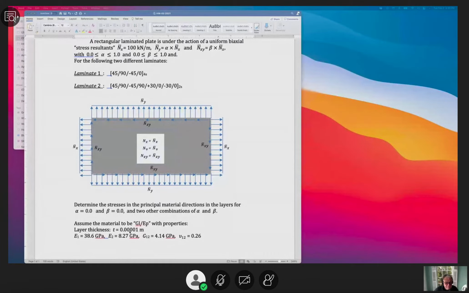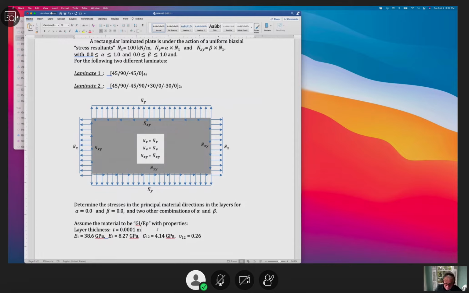So this is meters, this is centimeters, millimeters. That's too small. Let's make it a little larger. 0.1 millimeters. Okay. And E1, E2, G12 are gigapascals. Okay. This is the homework problem.